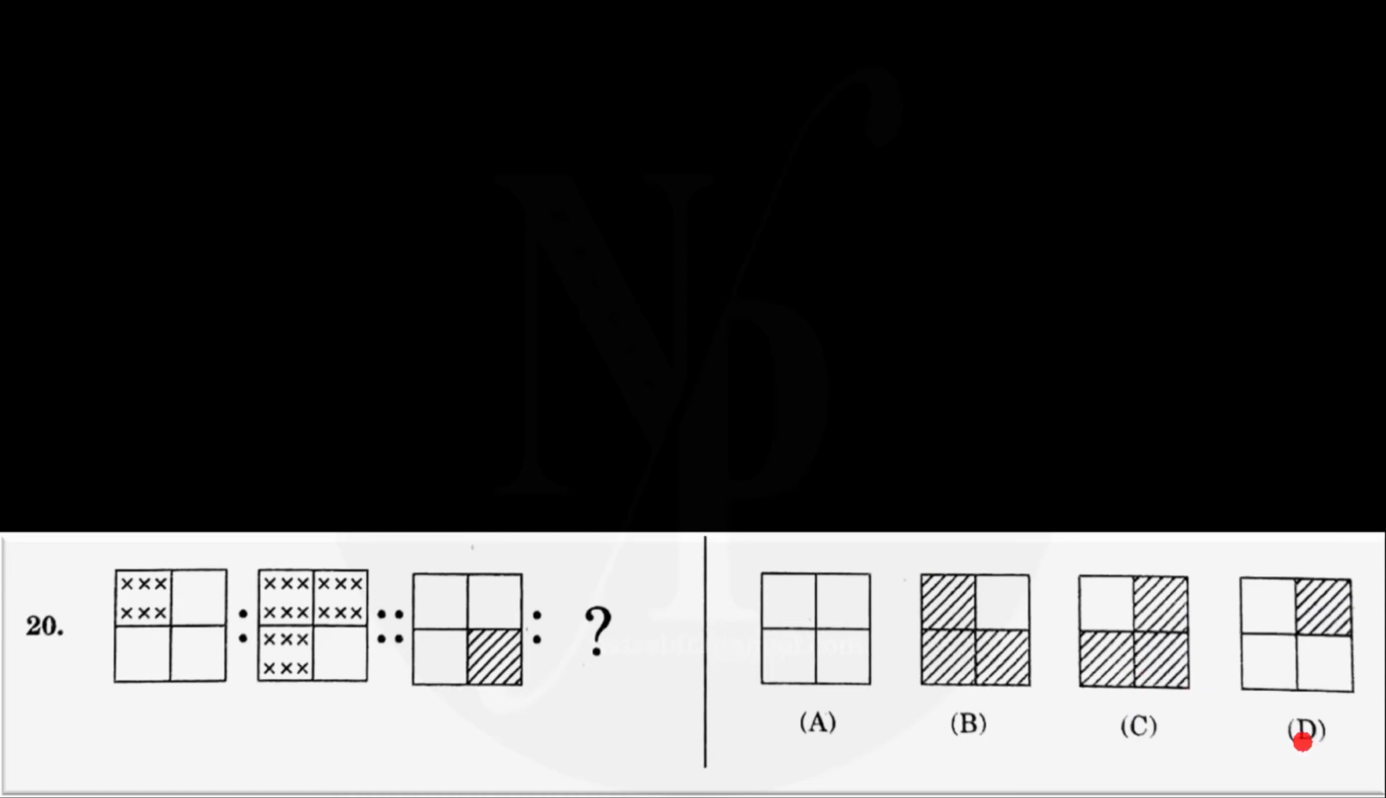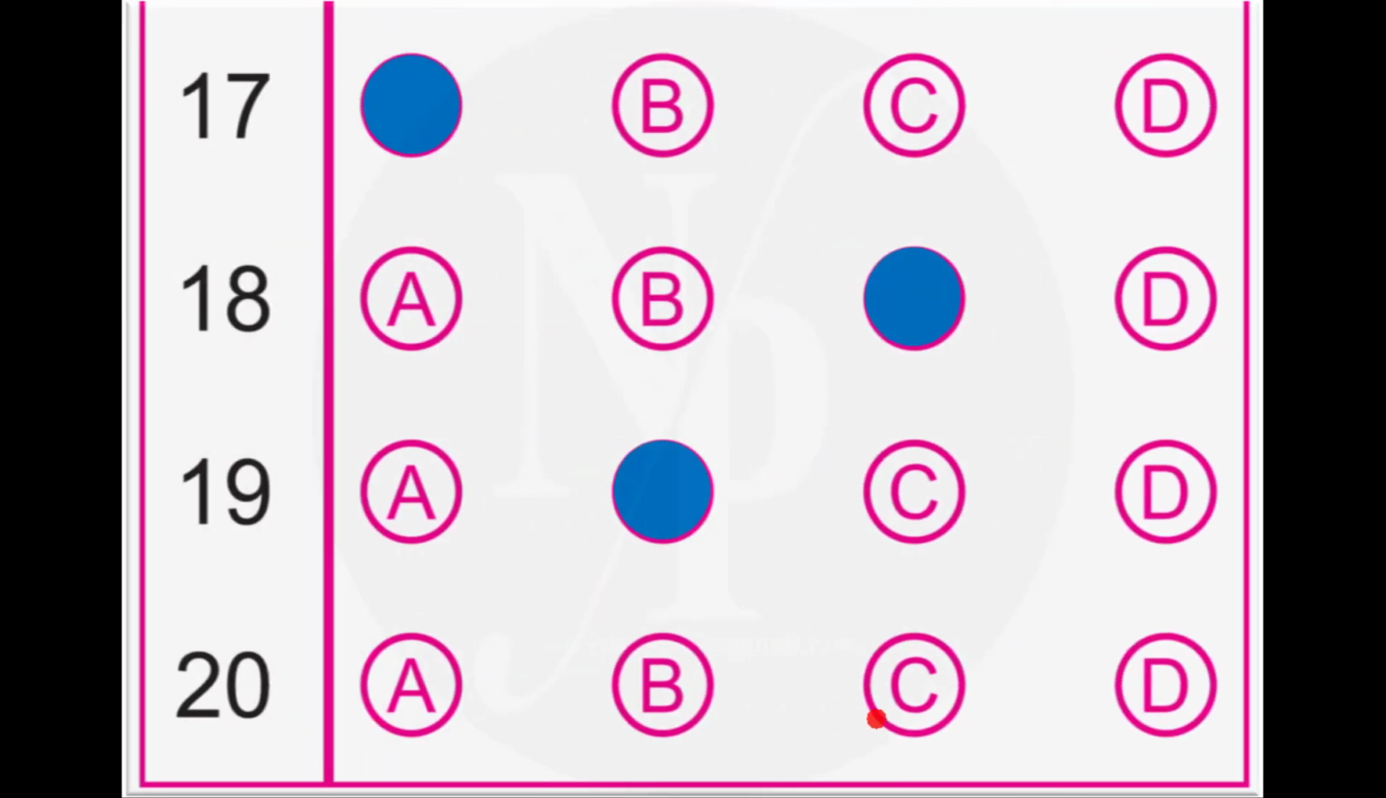Anyhow, here in answer figure D, we do not find the three small squares which are filled by drawing slant lines as expected. So answer figure D cannot become the correct answer. So as we found, answer figure C is the correct answer for this question. We mark answer option C as the correct answer for question number 20 on the OMR answer sheet.